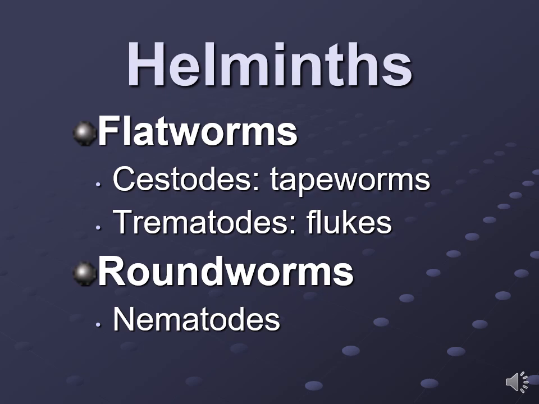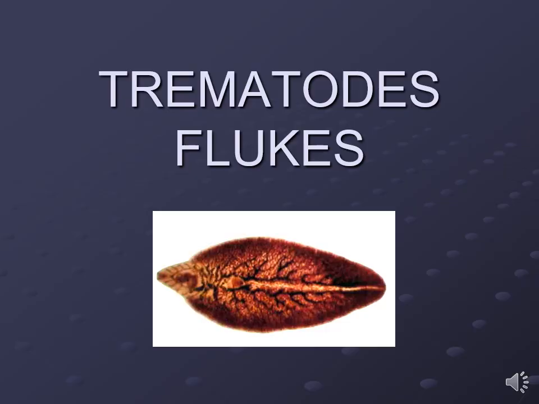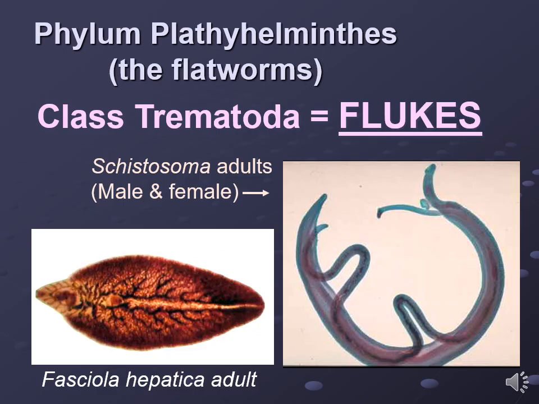Okay, helminths. So now we have studied the flatworms, cestodes, the tapeworms; trematodes, the flukes. We shall go to the trematodes and the flukes. Okay, trematodes, they are called the flukes commonly, and they are leaf-shaped, like you see here. Okay, the phylum is the platyhelminths, the flatworms, the class Trematoda or flukes, and here we see two examples. Fasciola hepatica, which looks like a leaf, really, and then we have the schistosoma adults, male and female. All of the flukes are hermaphroditic, except for schistosoma.